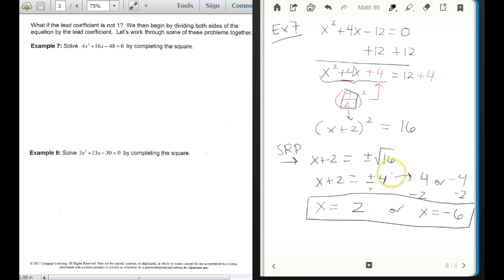Okay? All right, so I will let you try example number 8, and then if you have questions on it, of course, we'll talk about this next time. Be careful with this one on number 8 because you do need to divide everybody by 3, but notice that the b number, the one that lives in front of the x, is not divisible by 3, so you're going to have to think about some fractions, okay? So be careful when you're working with those fractions.